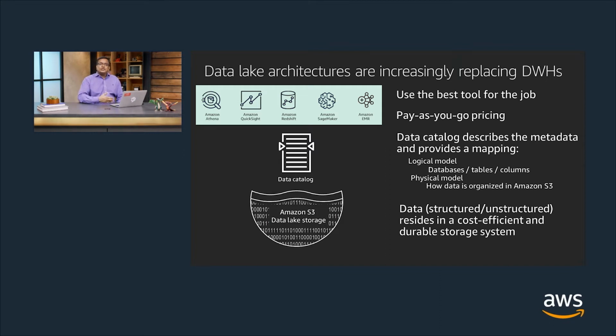And managing or enabling the separation between compute and storage is really the data catalog. The data catalog provides a mapping between the logical model that your compute services are using, a nice logical model like databases, tables, and columns, and how the data is actually organized in S3, or the physical model of how the data is laid out in S3.